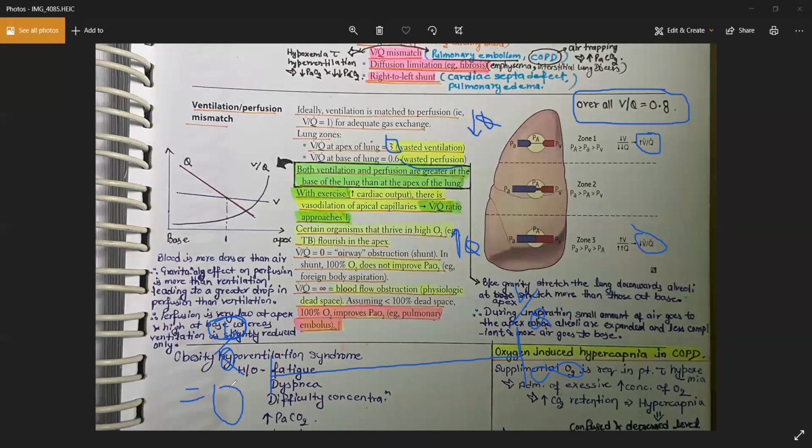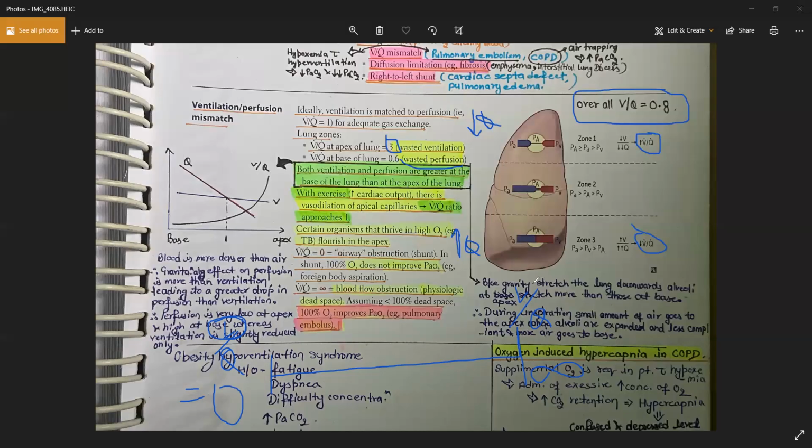Because the blood is passing through those areas where the ventilation is not present. So it will be similar to transferring blood from the right side of my heart to the left side without passing through the lungs at all. Or you call it bypassing. Bypassing, you call it a shunt.